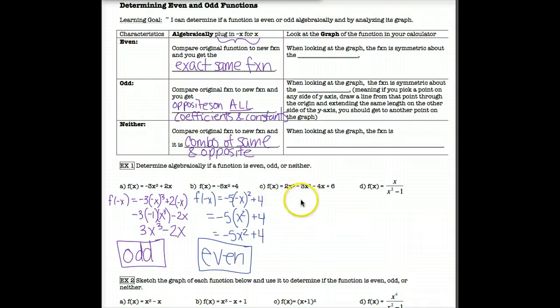Let's try it again. 2x cubed minus 3x squared minus 4x plus 6. I'm going to plug in negative x in place of x everywhere I see it. So negative x to the third power. Please, please, please make sure that you are using your parentheses when you plug in your negative x, because that will make a huge difference if you do not.